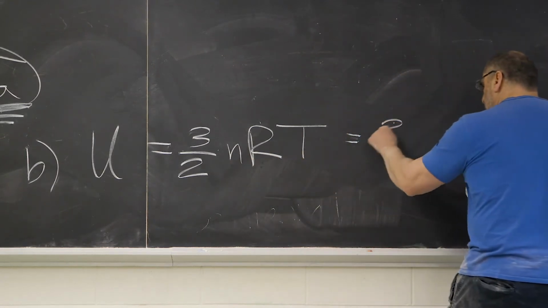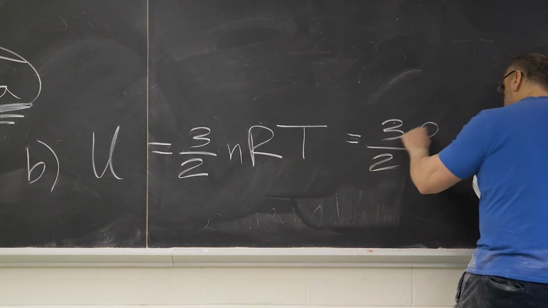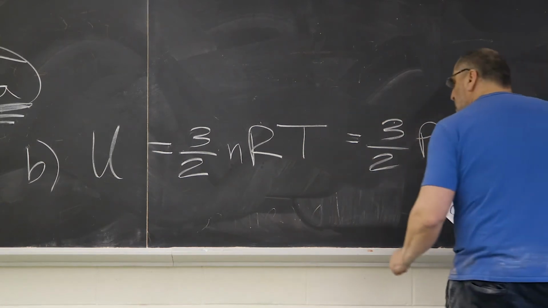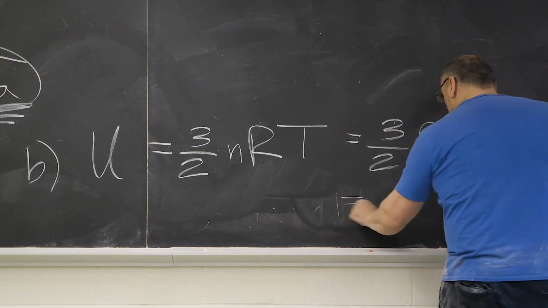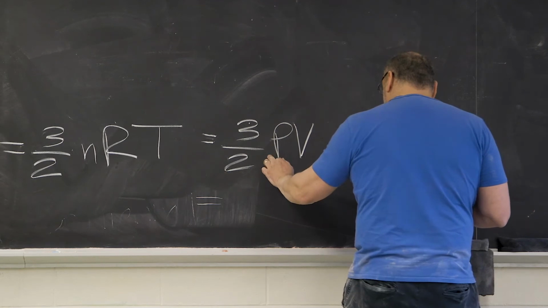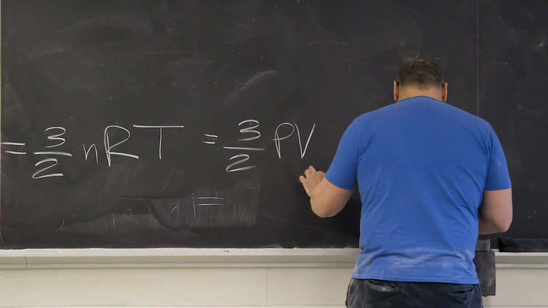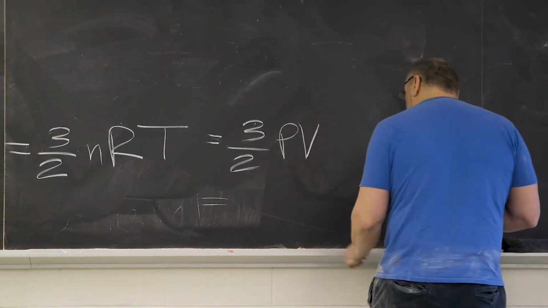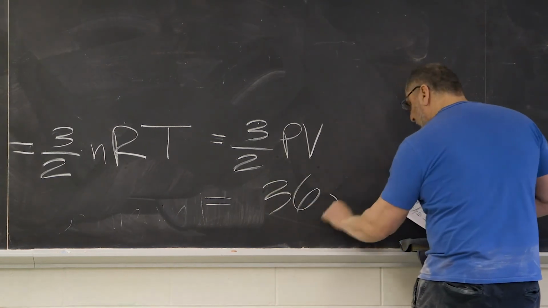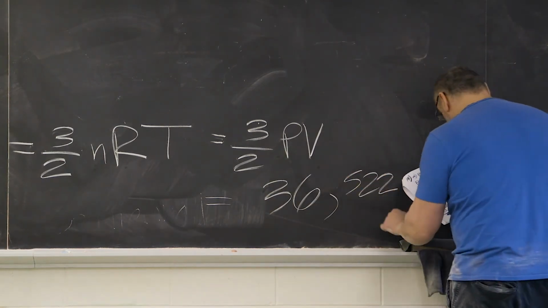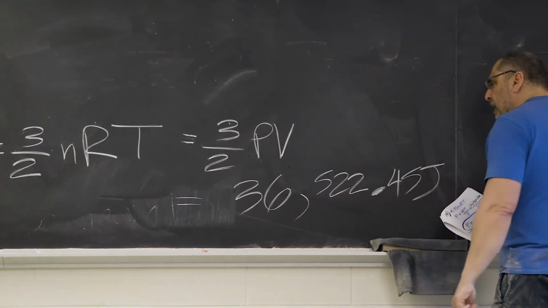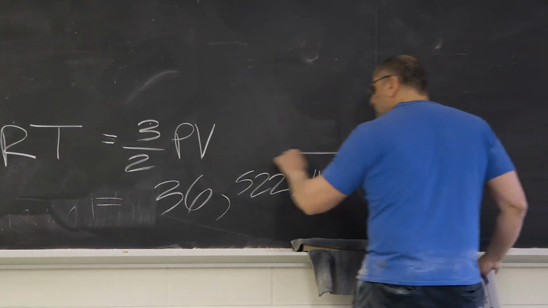nRT is the same as PV. It's pretty crazy. Those are in energy units as well, if you're careful about it. Well, what do you got? 3 halves is 3 halves. We already found the pressure, and we already know the volume. That's it. Multiply it all the way out. You multiply everything out, plug in all the appropriate values. And we got that for B.